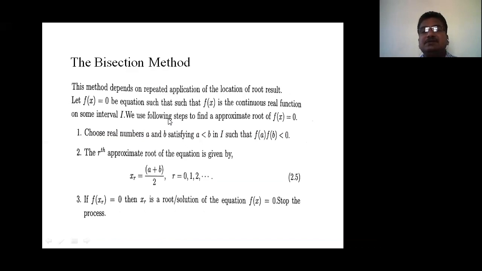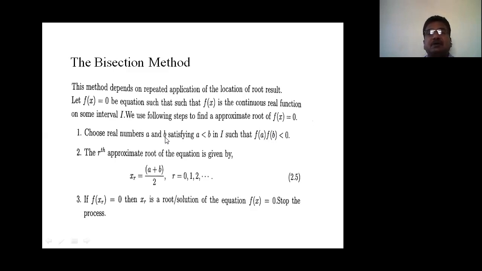a and b, such that for this a and b, f(x) is negative and positive. That is, f(a) times f(b) is less than 0. When this multiplication is less than 0, one number is negative and one number is positive. Otherwise, it is not less than 0. If both f(a) and f(b) are negative, the multiplication is positive, and if both are positive, the multiplication is also positive. So f(a) times f(b) is less than 0 when one of them is negative and the other is positive.